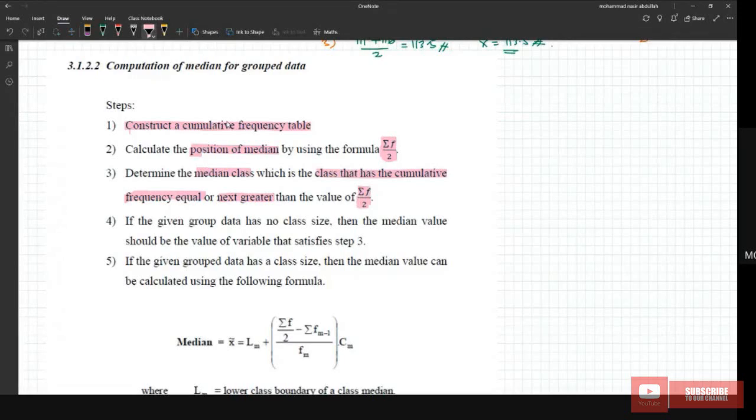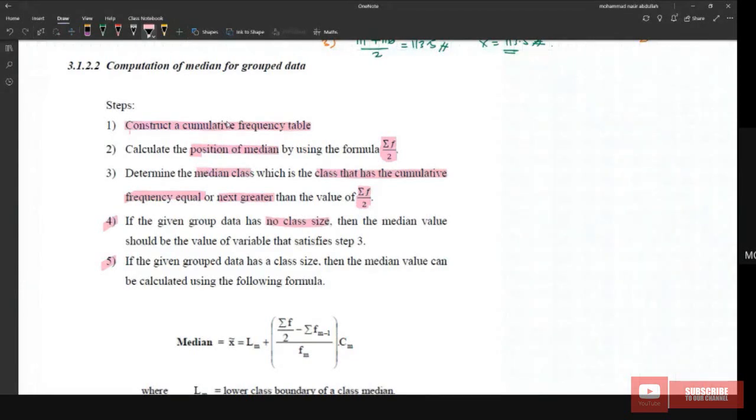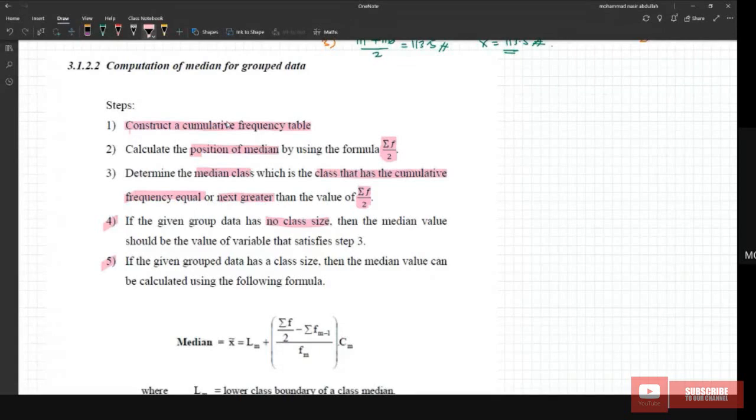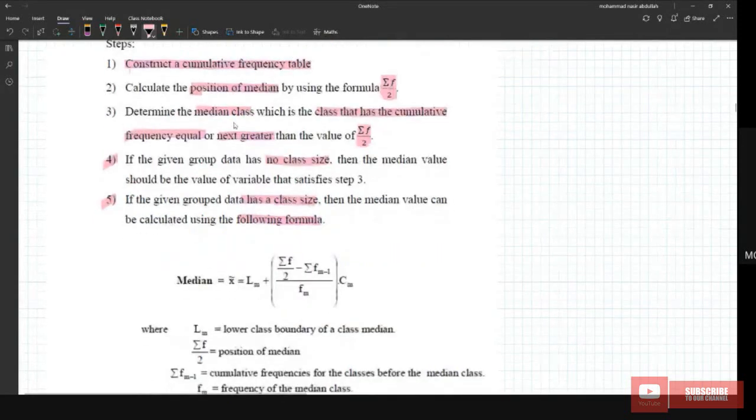Right, later we will look at the steps. Now we have step number 4 and step number 5. If the frequency table has no class size, then the median value is the value of the variable that satisfies step number 3. Right, this is going to be very easy if you don't have a class size. So if you have a class size, then you need to use the following formula.